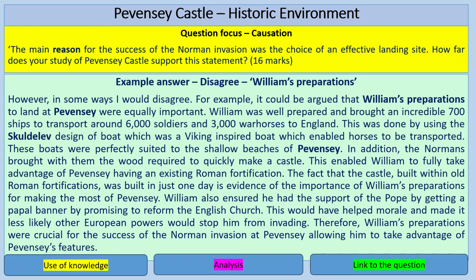So as we've seen in that example answer, the key thing to do here is to really link William's preparations into how he perfectly prepared to make the most of Pevensey as a natural site. So Skúldalev boats, perfectly prepared to land at Pevensey, bringing the flat pack wood, for example, allowed him to land at Pevensey and quickly build the fortifications inside that existing Roman fort. So he was able to take advantage of Pevensey's features through his great preparations.